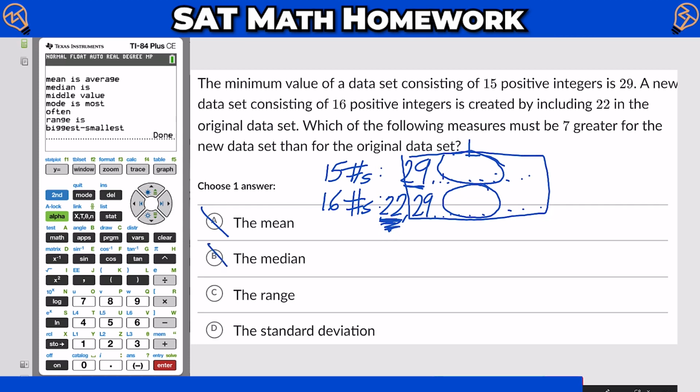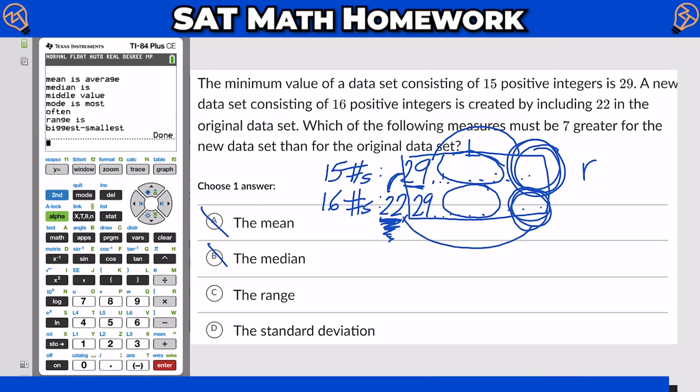Now, the range is the largest value minus the smallest value. Whatever the previous largest value was, when you subtracted 29, you got a specific value. We'll call it R for range. Now that the smallest value is 22, in other words, 7 less than the previous smallest value, this biggest value is still the same, right? So when you subtract 22 from it, that range is going to be 7 greater than it was previously. So the correct answer option is C.